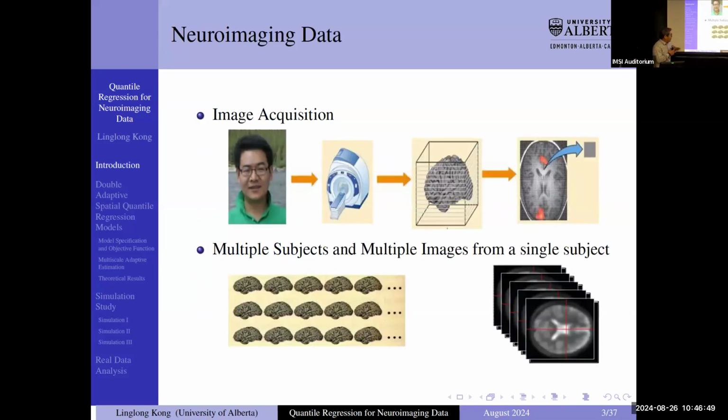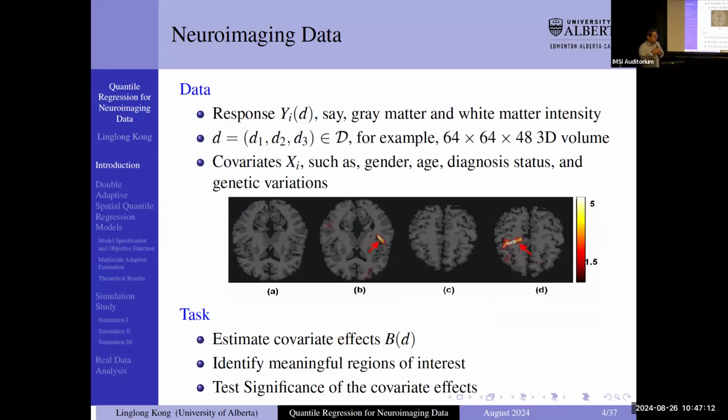For neuroimaging data, we all know we have multi-image and multi-subject data. For the same subject, we have multiple images, and we can do the first level analysis for the individual. And then for multiple subjects, we can do the second level analysis, the group analysis. In my project, I focus on this second level analysis. In particular, we have a response located in 3D space, for example gray matter or white matter. And then we have some covariates, let's say gender, age, diagnostic status, and maybe also some genetic information.